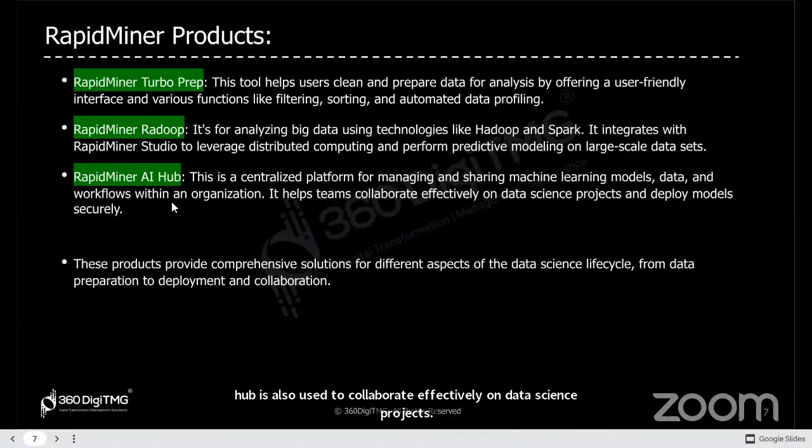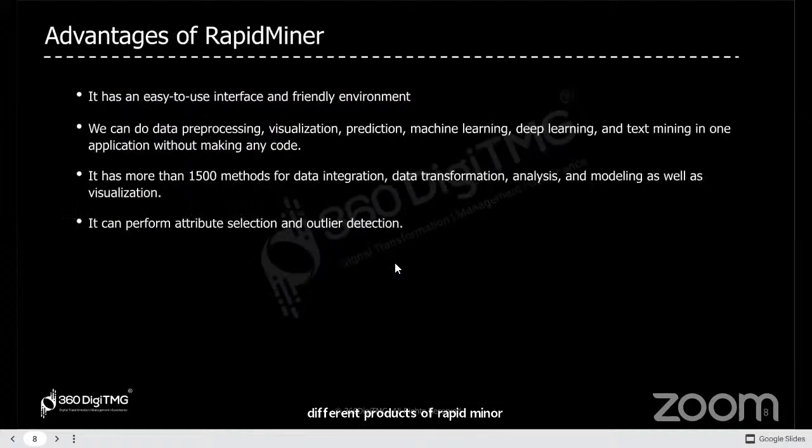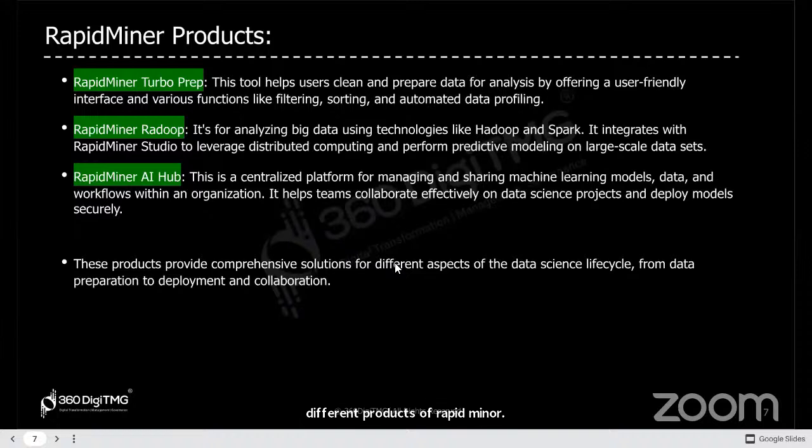So these are the different products present. These products provide a comprehensive solution for different aspects of the data science lifecycle, from data preparation to deploying the model and collaboration. All of these are present in these different products of RapidMiner. So there is a common tool within which we have different purposes for every product. They can accommodate all the data science tasks that we would otherwise write code for in Python.